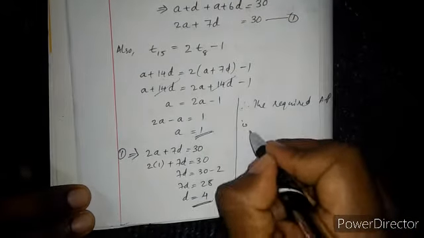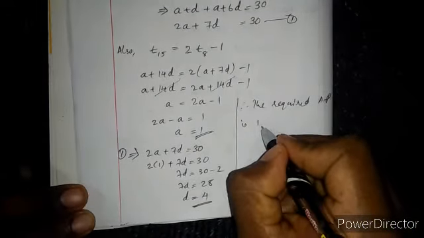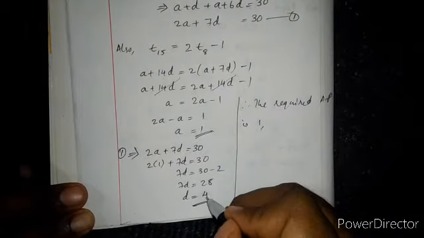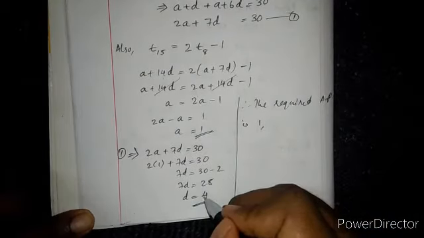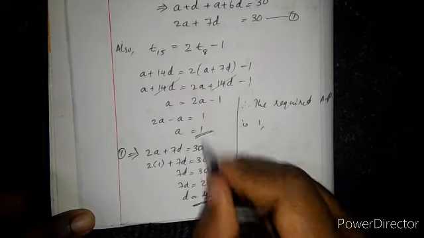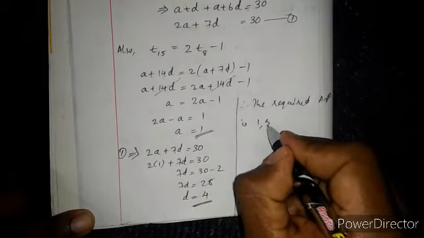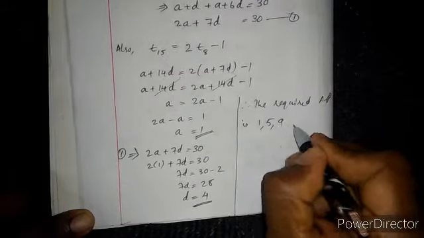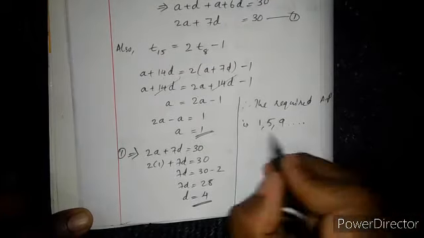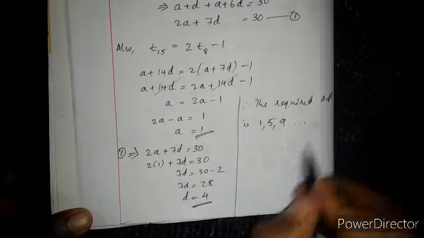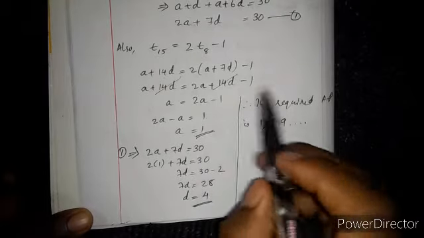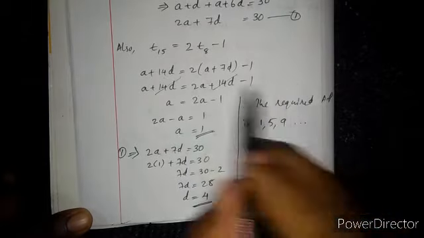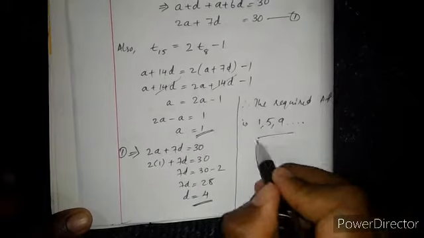So now, therefore, the required AP is, what is the first term? It is 1, comma, what is the next term? 1 plus 4, right? Common difference जो है आपको add करके आगे जाना है. So 1 plus 4, that will be 5, comma, again 5 plus 4, that is 9, etc. Like this. So this is the required AP. So this is the way how to find the required AP from the given question. I hope you understood.